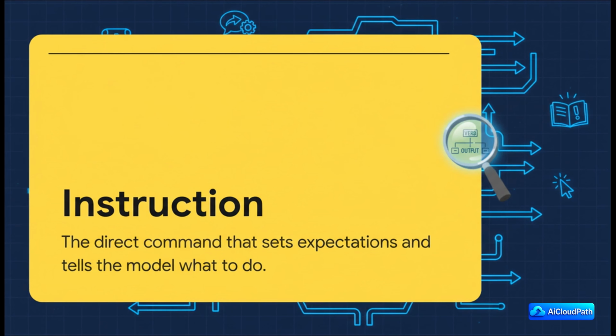Next, we have the instruction. Now, if context sets the stage, the instruction, well, it's the star of the show. This is your direct command, the specific verb that tells the model what to do. Things like summarize this article, or translate this phrase, or generate 3 ideas for me. It's the core action you want it to take.